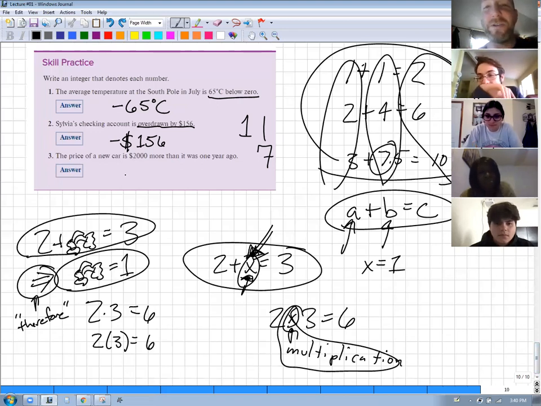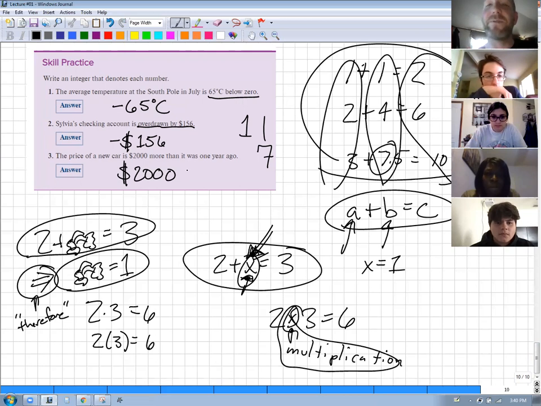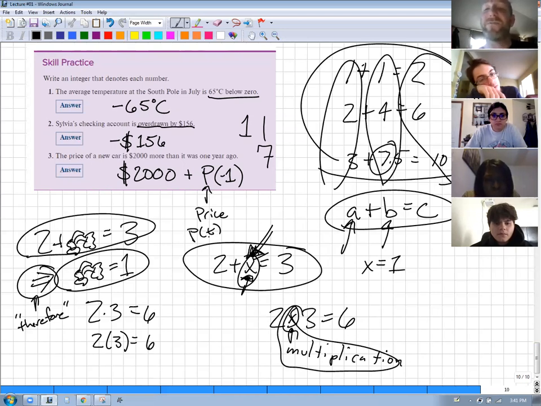All right, the price of a new car is $2,000 more than it was a year ago. I'm assuming they just mean 2,000 instead of 2,000 plus. I'll say I got to make up some notation. What does it mean to say the price a year ago? I'm going to put P as a function of time at -1, where this means price. This would be P of T as a function of time, and time being -1 year. So that's a notation I just made up. So P is price, it's a function of time, and the -1 means year ago. So the time at -1.